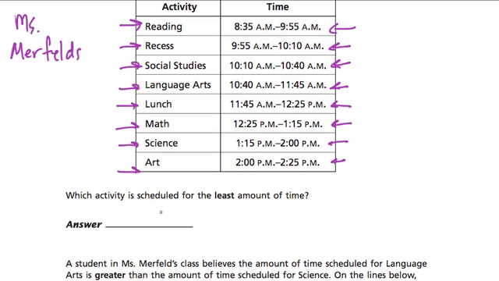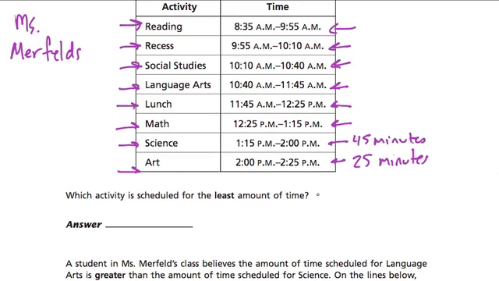Okay, so they ask which activity is scheduled for the least amount of time. Well, notice that art goes from 2 to 2:25. Well, that's just 25 minutes, right? You can subtract those two, subtract the minutes. 1:15 to 2 p.m. Well, to get from 1:15 to 2 p.m., that's 45 minutes, right? 3/4 of an hour.